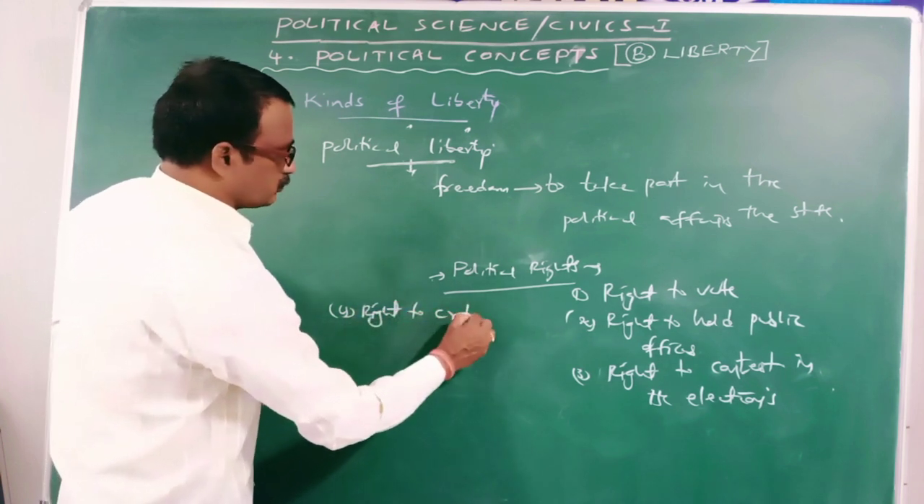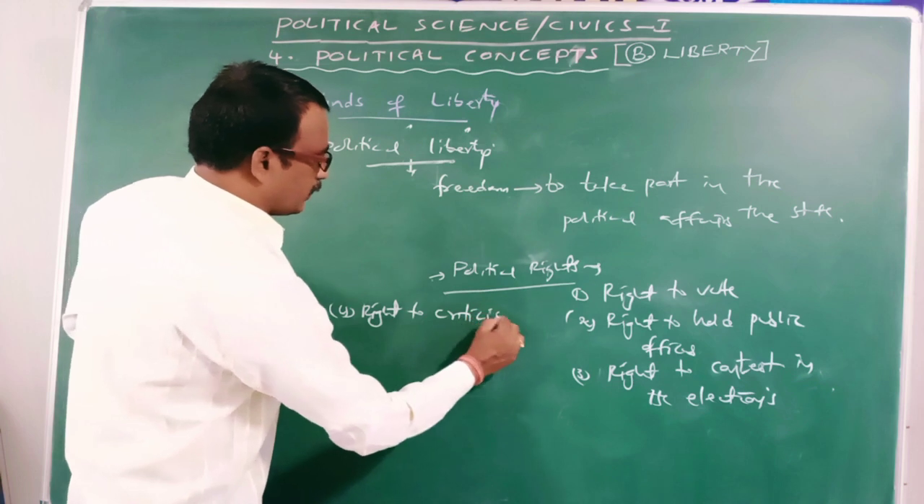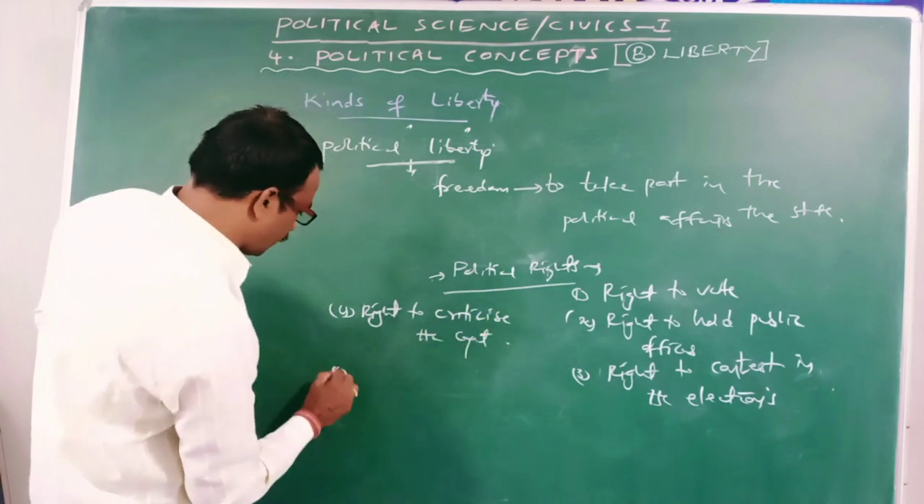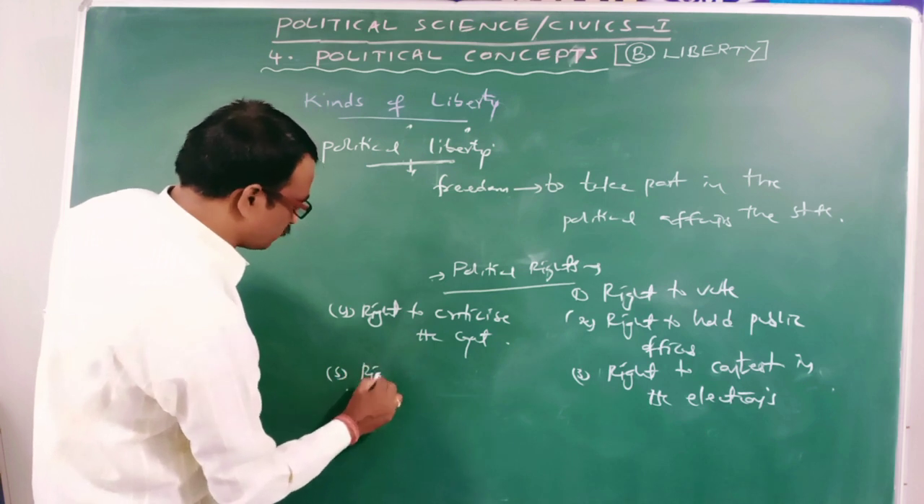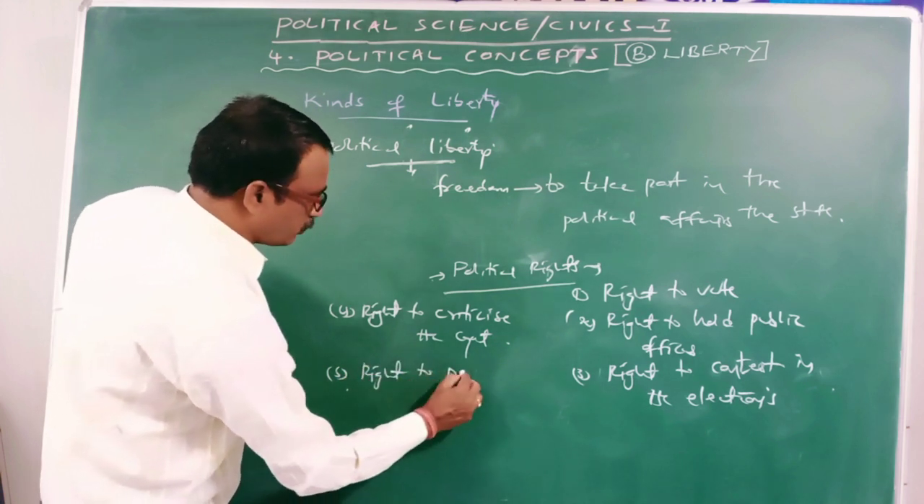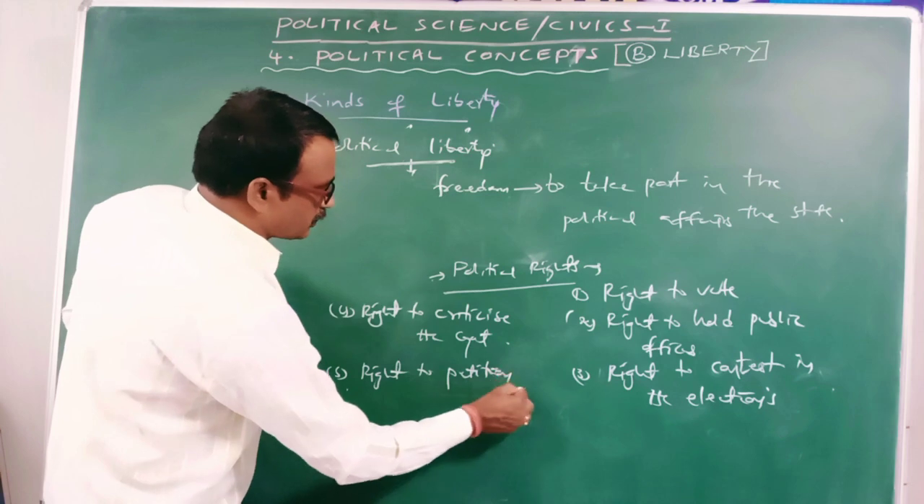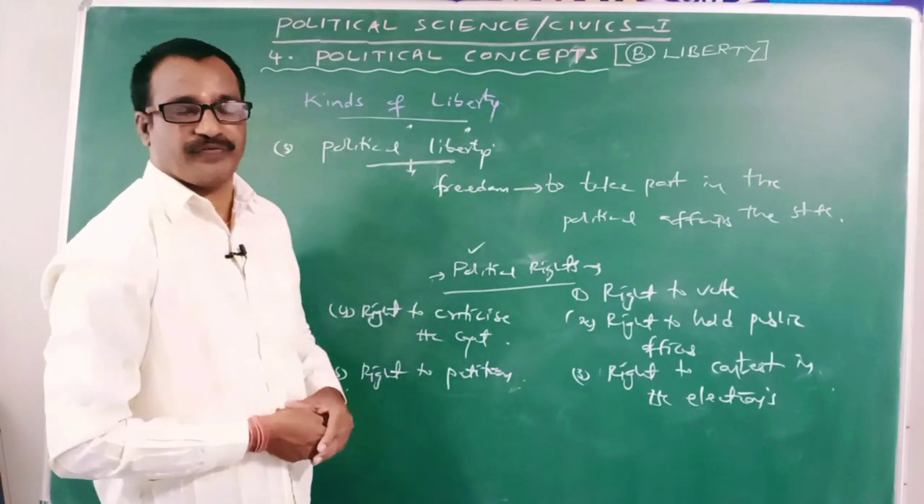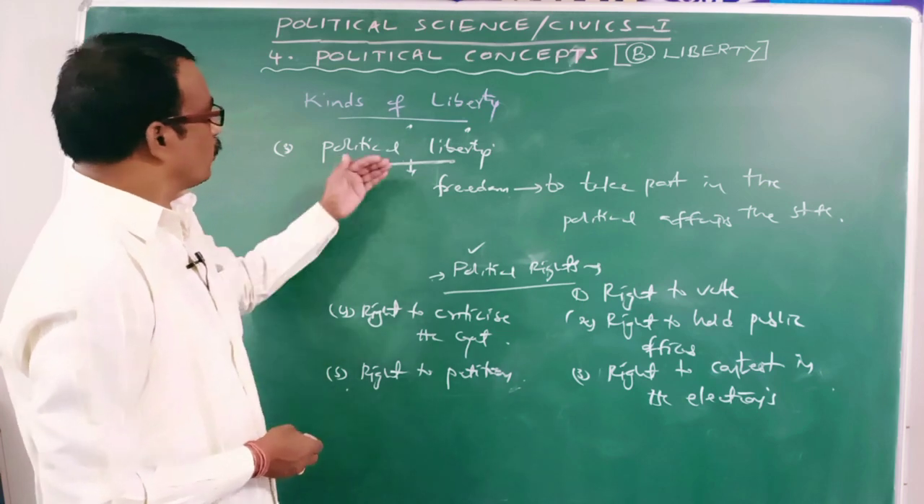Right to criticize the government. Next, right to petition. These are the important political rights. Through these rights, we are enjoying the political liberty.